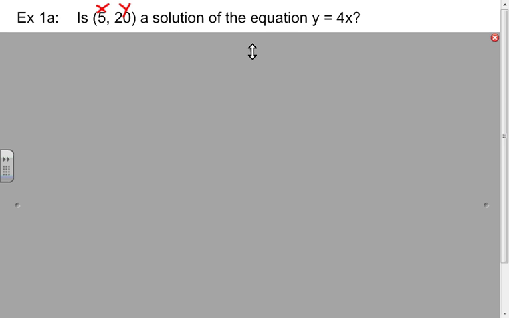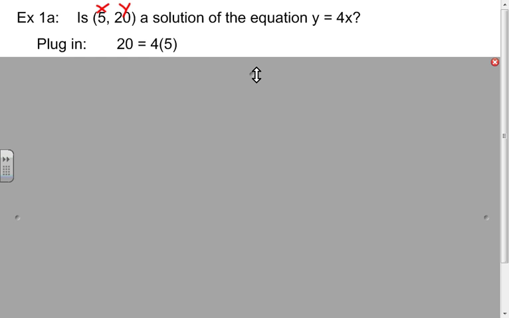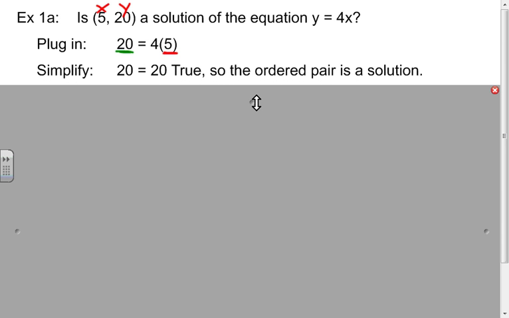So I'm going to take my x number, which is 5, and I'm going to plug it into my equation where the x was. I'm going to take my y number, which is 20, plug it into my equation where the y was. So I just plugged in x and I plugged in y, and then I do the math. 4 times 5 is 20, so I get 20 equals 20. That is a true statement. So the ordered pair is a solution. Remember, that's what we were trying to find out. The question says, is that a solution? And we found out, yes, it is.